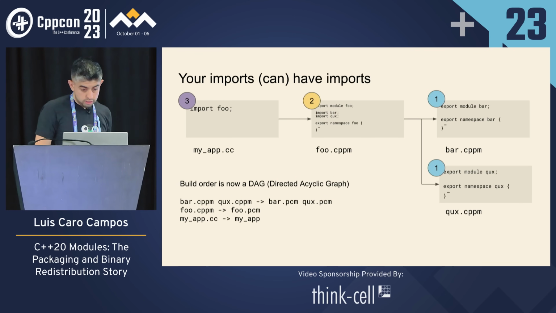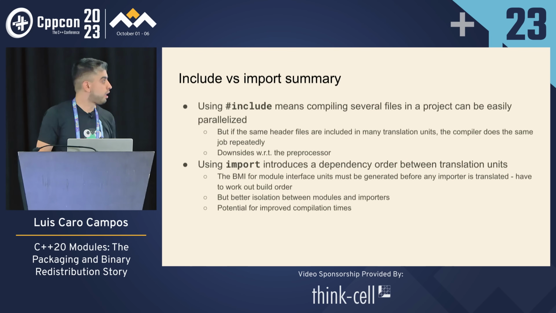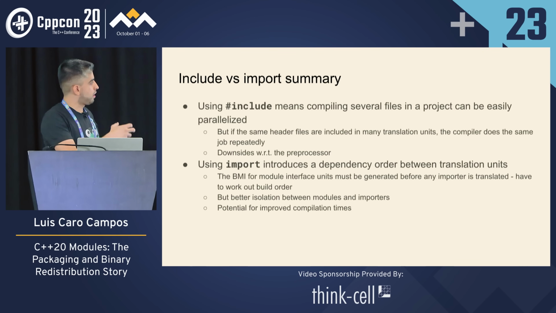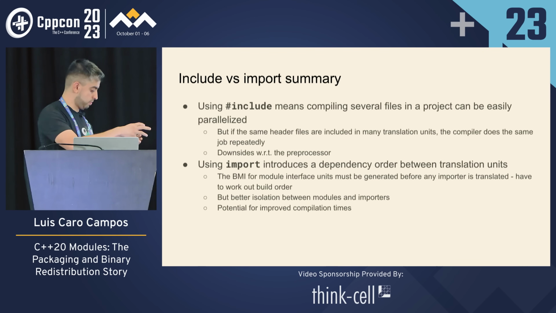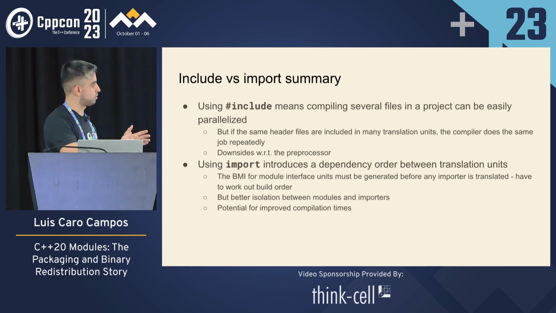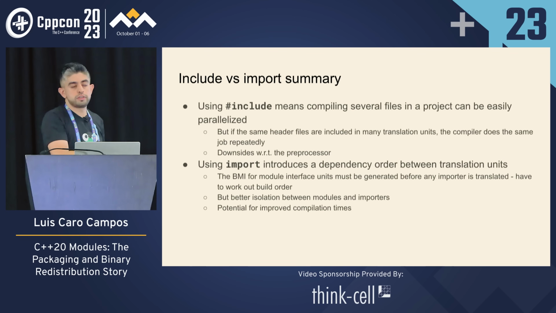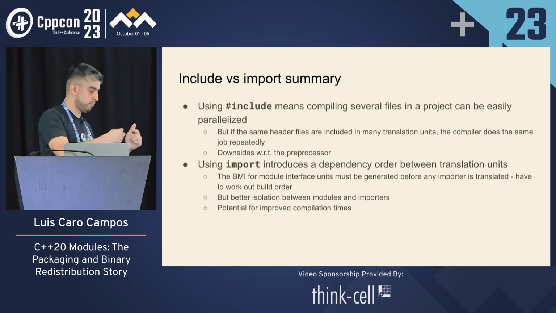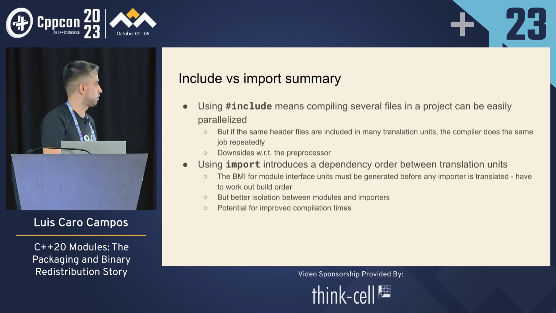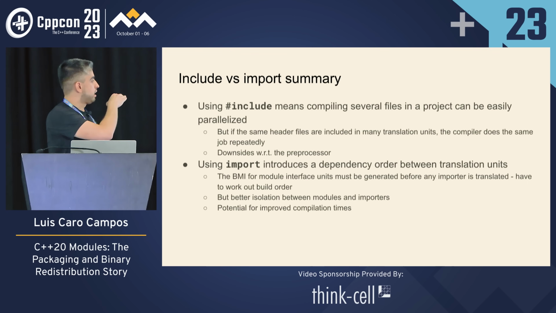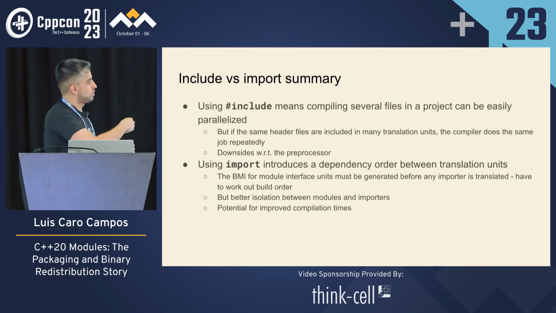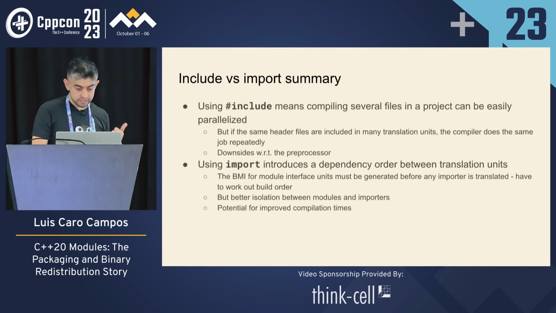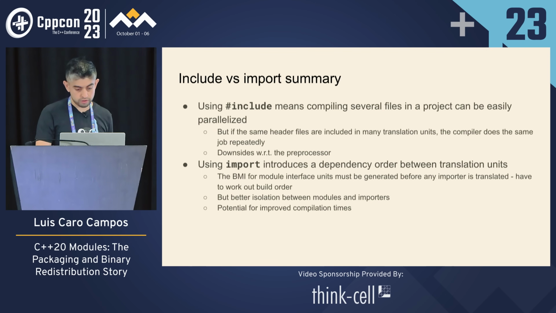A short summary between include and import: with include, yes, it's possible that we could potentially be doing the same work if the same file is included in several translation units, but that work can happen in parallel, irrespective of the order. And the downsides, as we saw earlier, have to do with the preprocessor state and how you can both influence what you're including, and what you're including can influence the rest of the file as it gets parsed. Whereas import does away with the downsides the preprocessor has, but it introduces a dependency order between translation units, which until recently, early this year, wasn't actually fully solved.